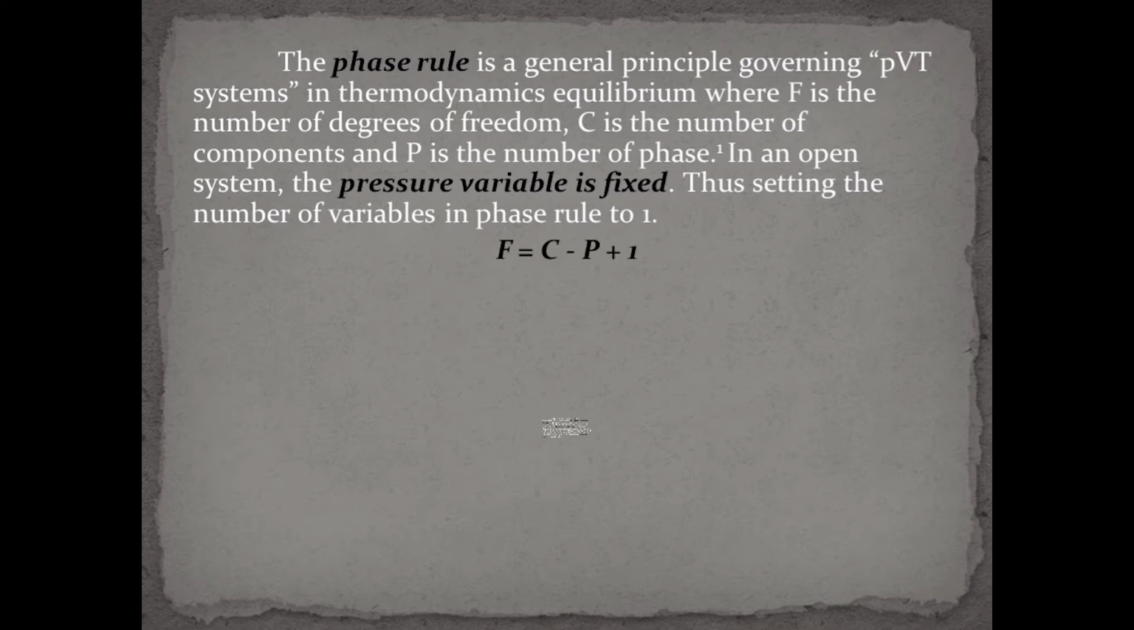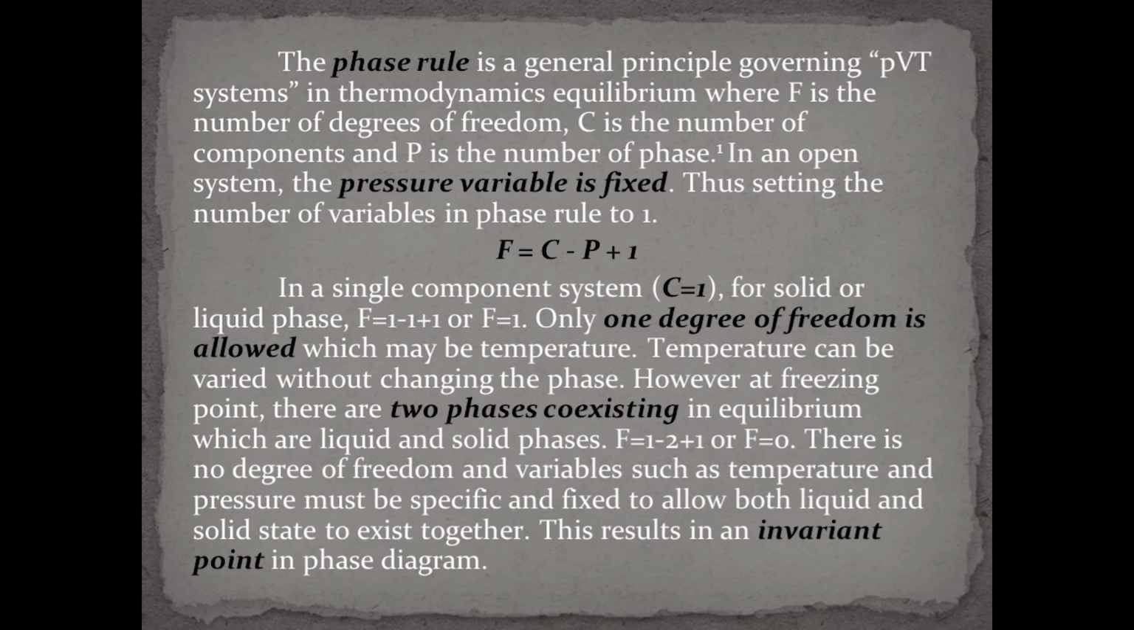In a single component system, for solid or liquid phase, F equals 1. Only 1 degree of freedom is allowed, which may be the temperature. Temperature can be varied without changing the phase. However, at freezing point, there are two phases coexisting in equilibrium, which are the liquid and solid phases. There is no degree of freedom, and variables such as temperature and pressure must be specific and fixed to allow both liquid and solid phase to exist together. This results in an invariant point in phase diagram.